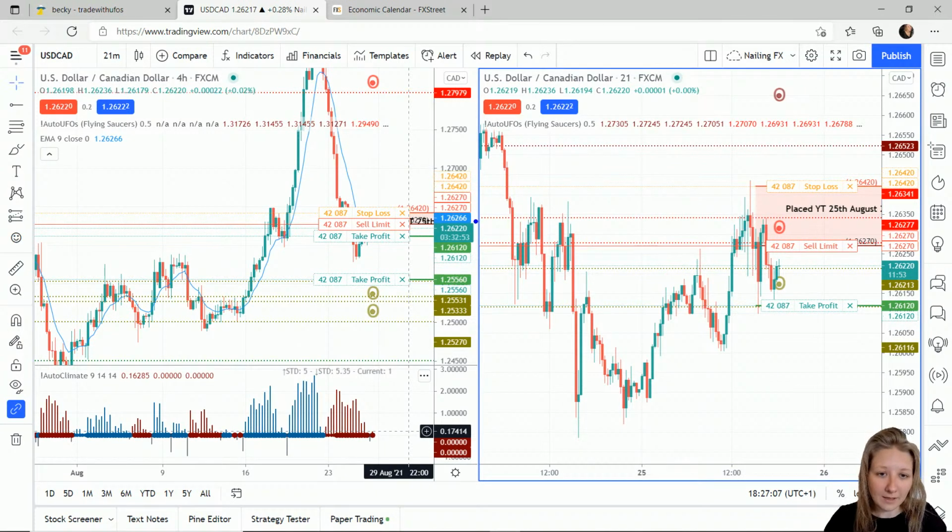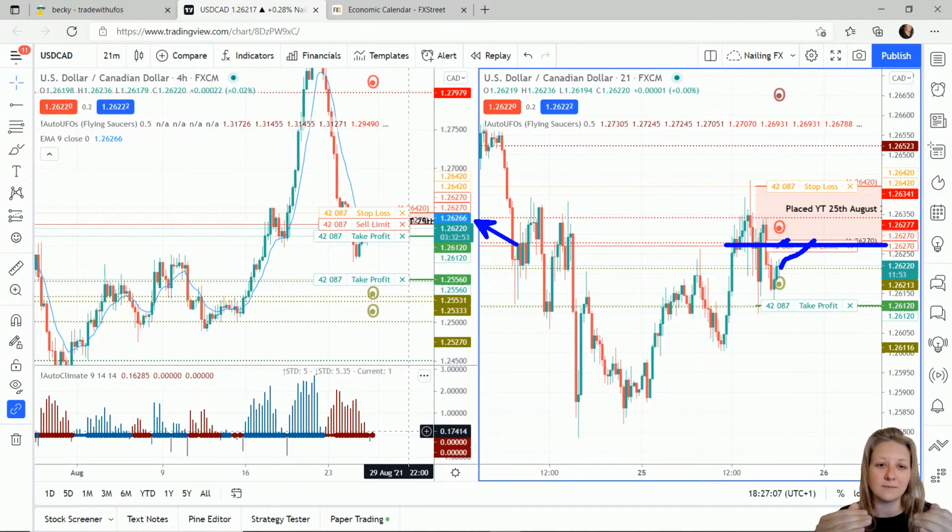The EMA at this point is 1.26266. Now I know it doesn't quite line up, and I'm going to explain in a minute why. That number, 1.26266, is literally just by a fraction of a pip beneath our UFO. Now, as price comes up, because it's a moving average, the moving average will go up and it will fall within our UFO. It's only got to move up by a fraction of a pip and then it's within our UFO, which is why I'm happy to place this trade.